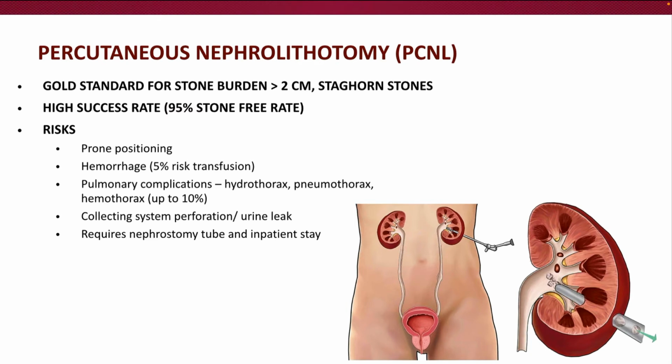And prone positioning has some risks, especially if patients have lung disease. There's a 5% risk of blood transfusion, so hemorrhage is a real concern. There can be pulmonary complications, since the pleura drapes over the top third of the kidney. You can have a collecting system perforation or a urine leak, and they also require a nephrostomy tube and an inpatient stay. So this is a much bigger deal surgery.